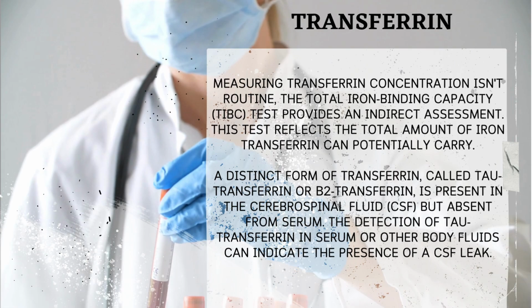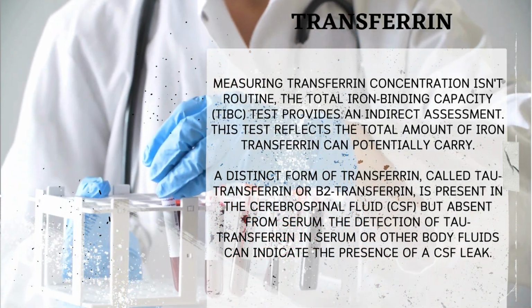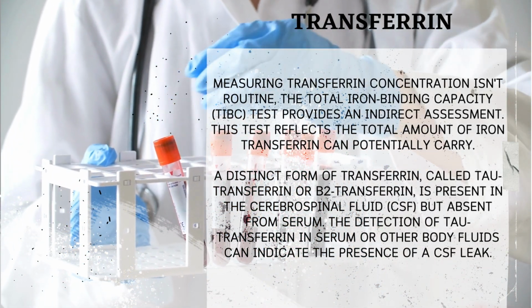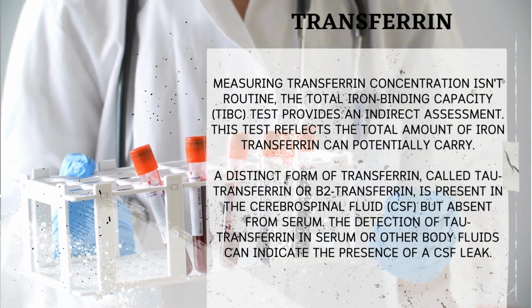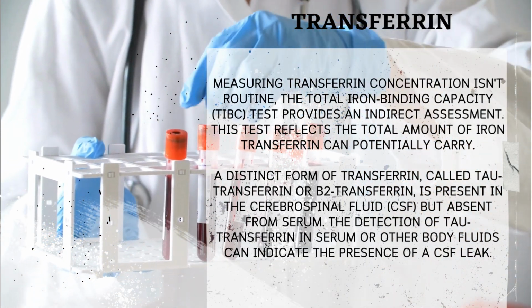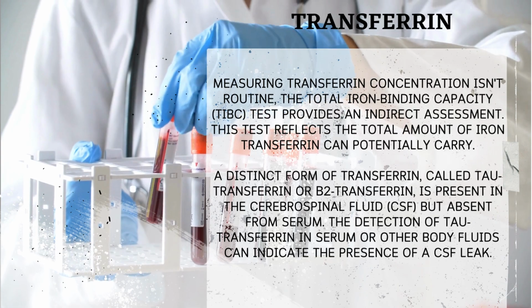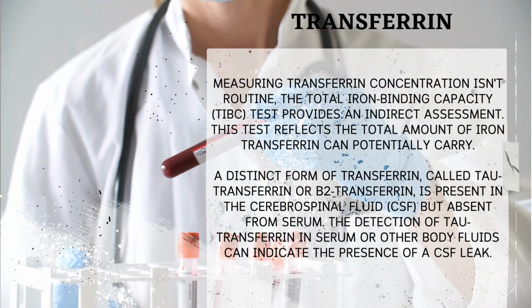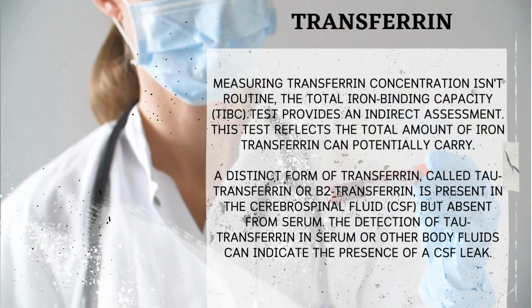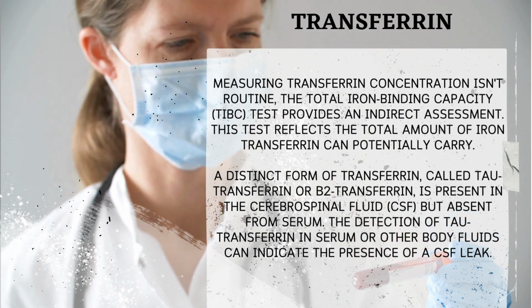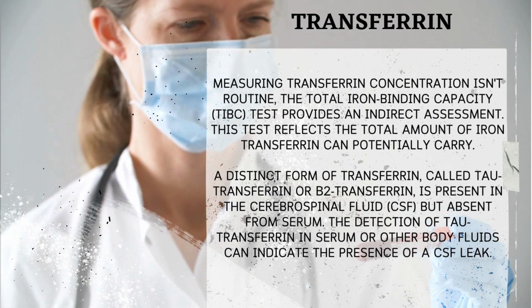Transferrin in cerebrospinal fluid. A distinct form of transferrin, called tau transferrin or beta-2 transferrin, is present in the cerebrospinal fluid, CSF, but absent from serum. The detection of tau transferrin in serum or other body fluids can indicate the presence of a CSF leak.